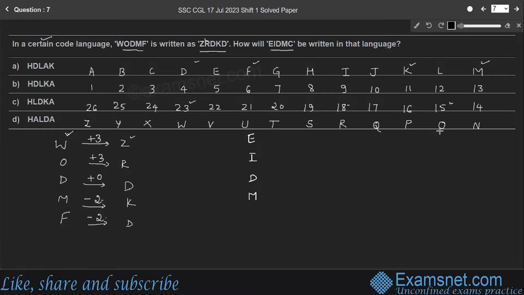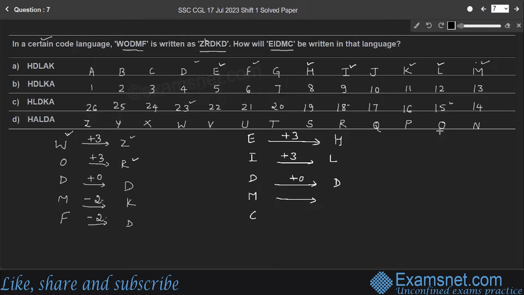EIDMC. So, to the first letter, add 3. E plus 3: 5 plus 3 is 8, which is H. Again, add 3 to the second letter, I plus 3. I is 9, plus 3 is 12, which is L. And D will be coded as D itself. So, third letter plus 0, right?